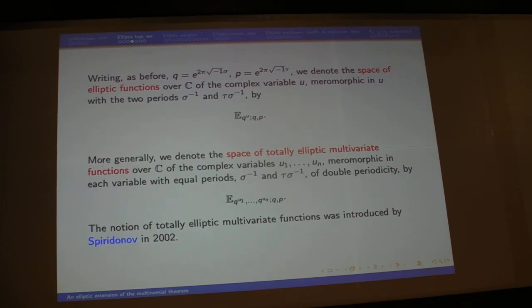So if we have several variables with the same periods. And this notion of total elliptic moderate functions was introduced by Spiridonov more than 20 years ago. I'm not saying which ones are total and which are not. I'm just giving you expressions, and those can be easily checked to be totally elliptic.